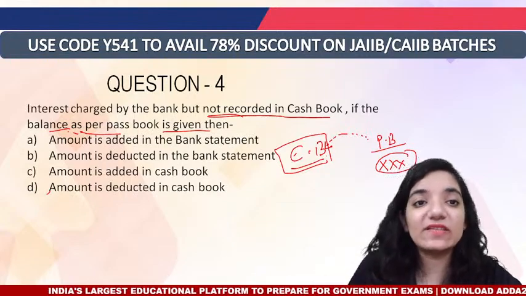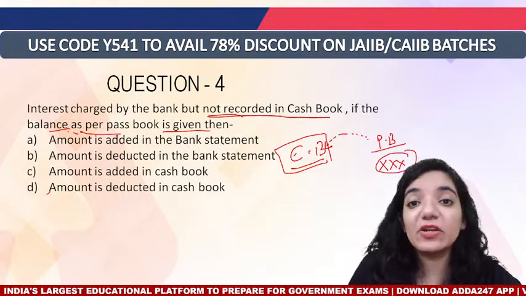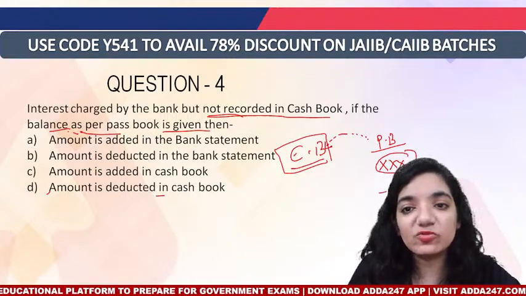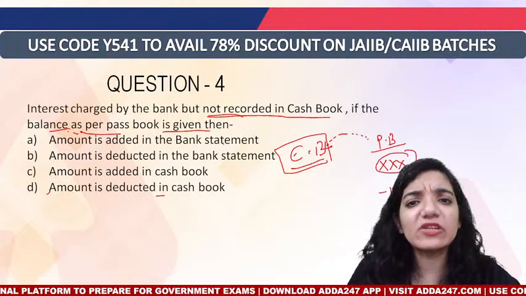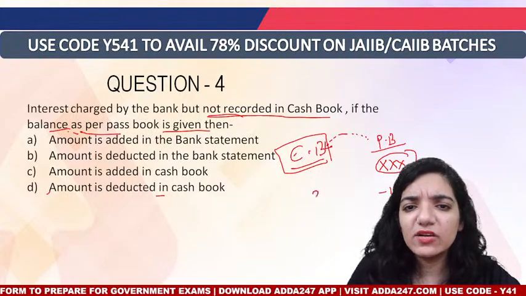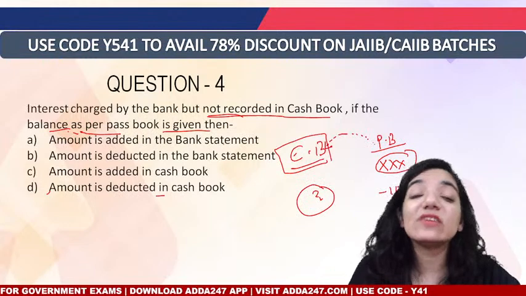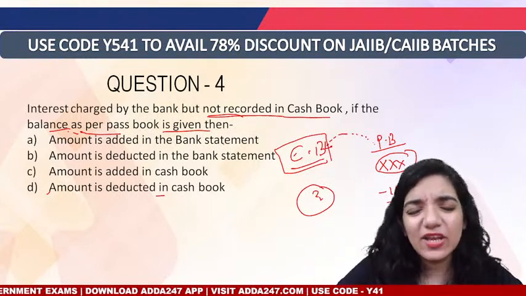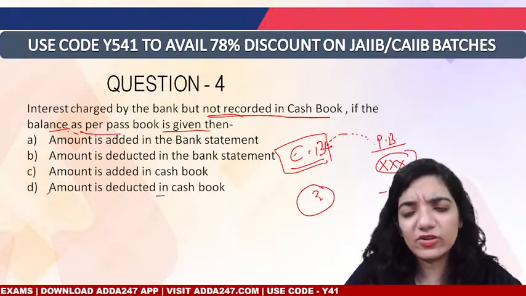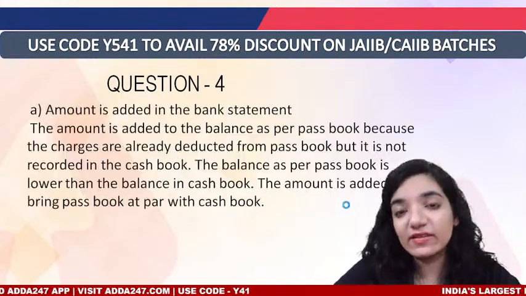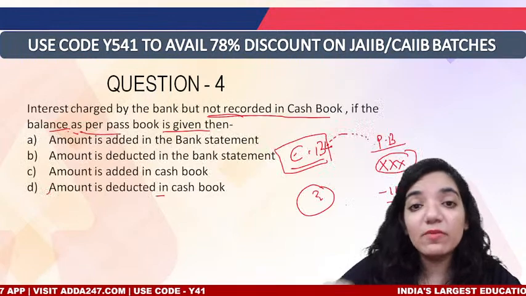What is happening in this case? Interest is charged by the bank but not recorded in the cash book. So passbook said that we have lost rupees 100, do you know? Because of the bank charges. And the cash book said, no, I have no clue about it. So now the passbook is going to reconcile with cash book and will say, okay, even I don't know about it. So what I'll do here is that they will deduct this particular amount from their side.